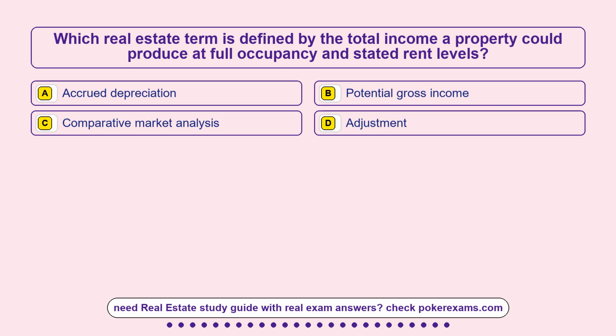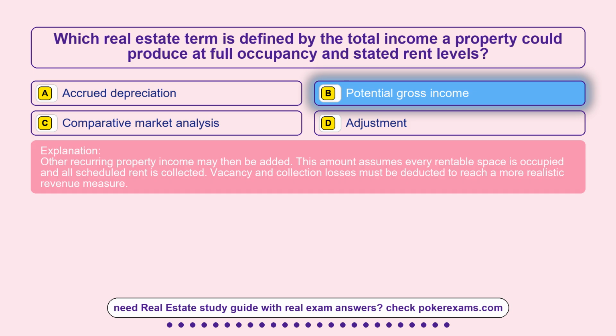Question 19. Which real estate term is defined by the total income a property could produce at full occupancy and stated rent levels? Option A, the accrued depreciation. Option B, potential gross income. Option C, comparative market analysis. Option D, adjustment. The correct answer is option B, potential gross income.